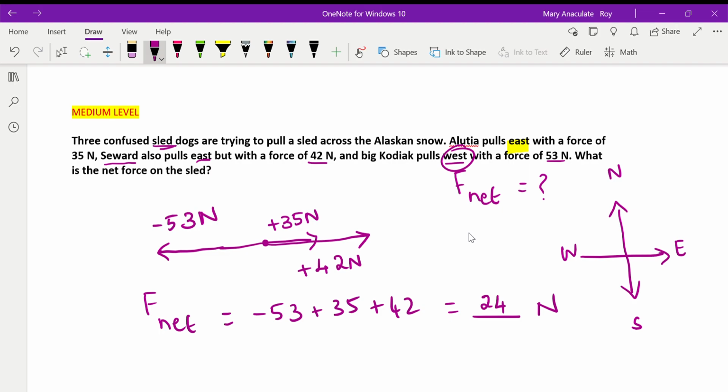Again, this is not a very difficult question, but you have to put the information correctly into the vector diagram or the free body diagram. So if you draw the free body diagram, it will be easy for you to solve these questions.